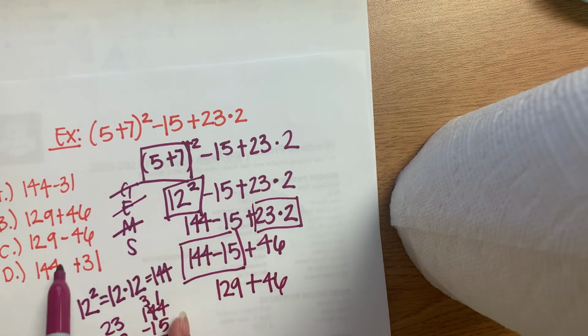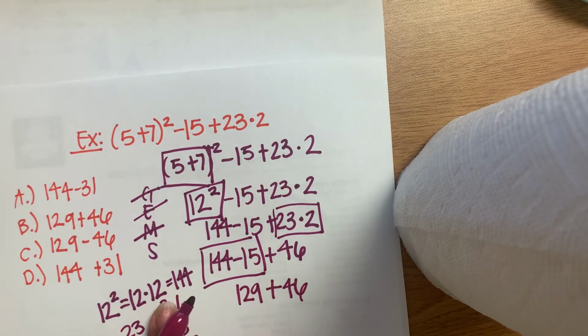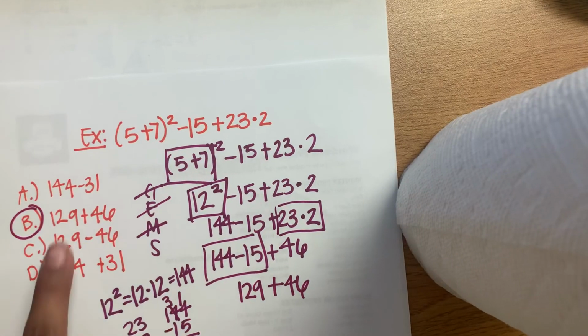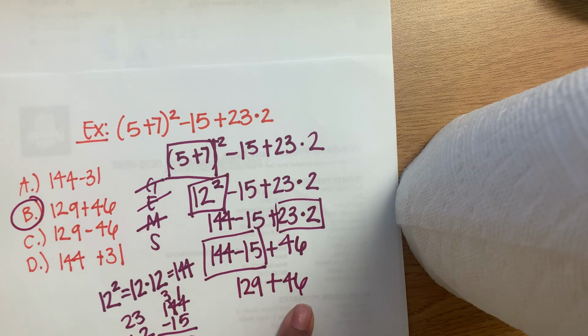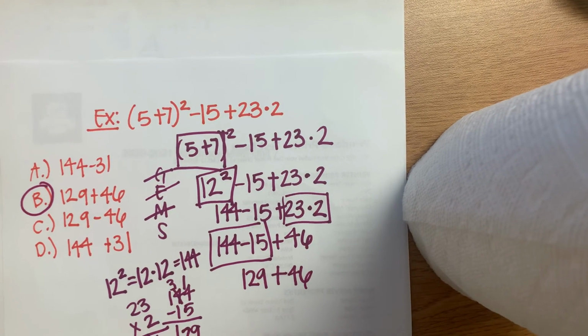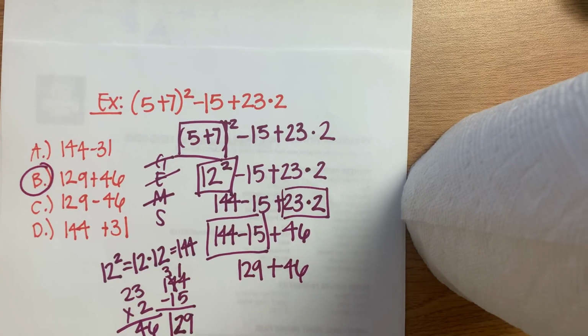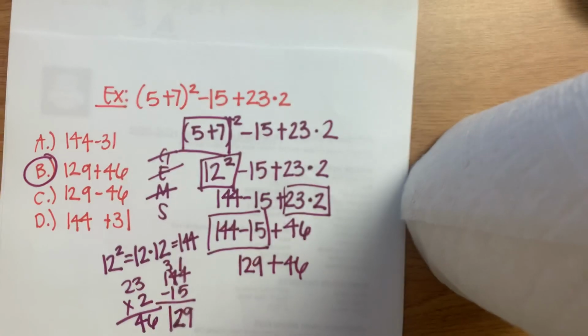Do I see my answer over here? Yes, I do. So my answer here is 129 plus 46. This is what you will be looking at today. You're finding an equal expression to what is given.